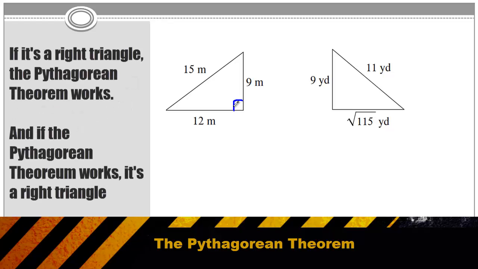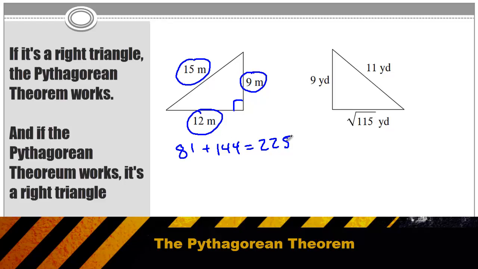The third way is to use the Pythagorean theorem as a check, because the Pythagorean theorem works for every right triangle, and every right triangle can use the Pythagorean theorem. So in this case, I could test, is 9 squared plus 12 squared equal to 15 squared? Or is 81 plus 144 equal to 225? And if I did my arithmetic, that would be true. That is a true statement. So the triangle on the left is a right triangle.